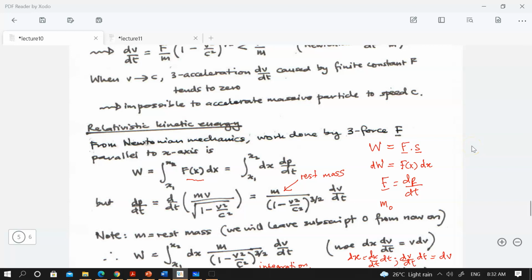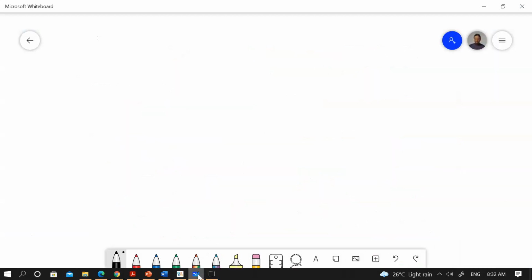So what we can do instead is use this formula. Maybe I'll go to the whiteboard here. Let me write it down: dp/dt equals m divided by (1 minus v squared on c squared) to the power 3 over 2, times dv/dt. We're going to use this instead to derive the transformation law for the acceleration.